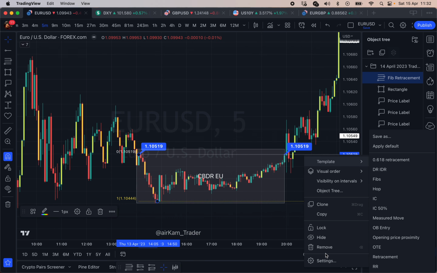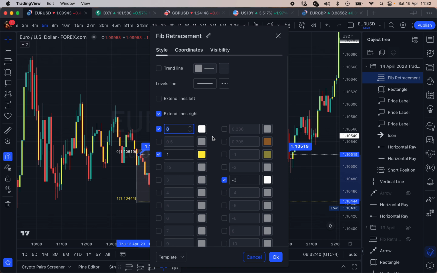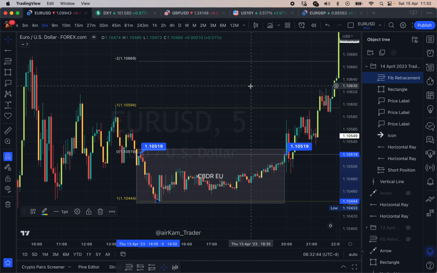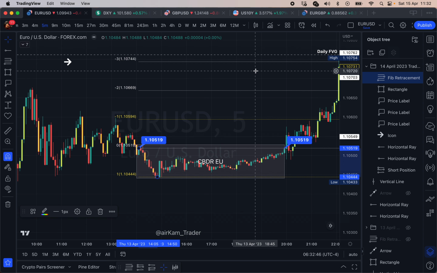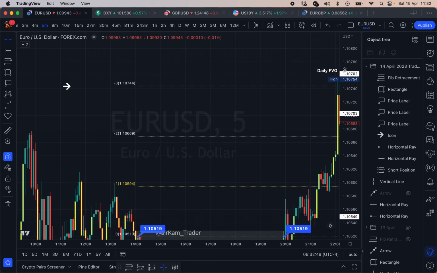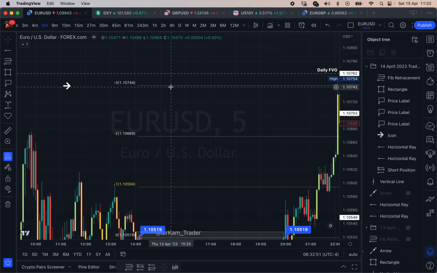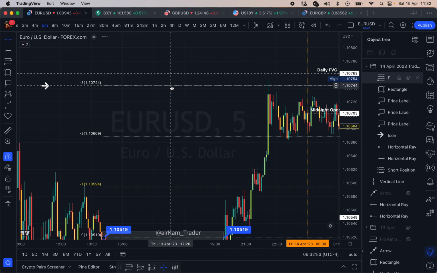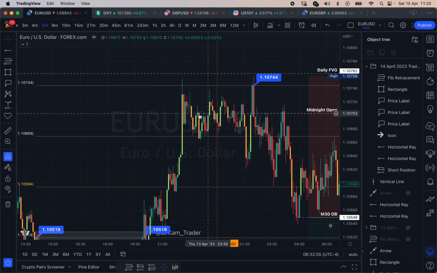Okay, so once you've drawn it out, you extend it out a number of standard deviations. So let me just show you for the sake of good order. First standard deviation, second standard deviation, third. So this we expect a potential high of the day. What did we do? This was Asia. We raided Asia.